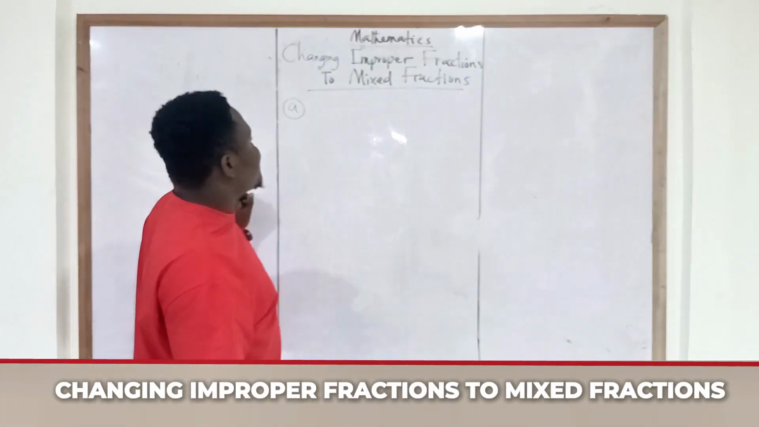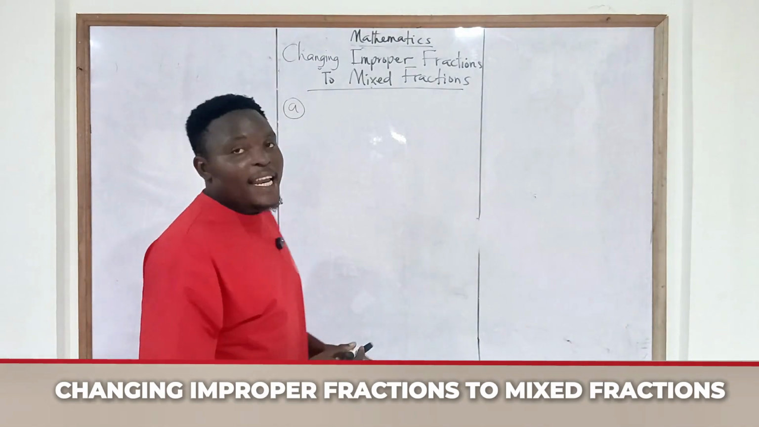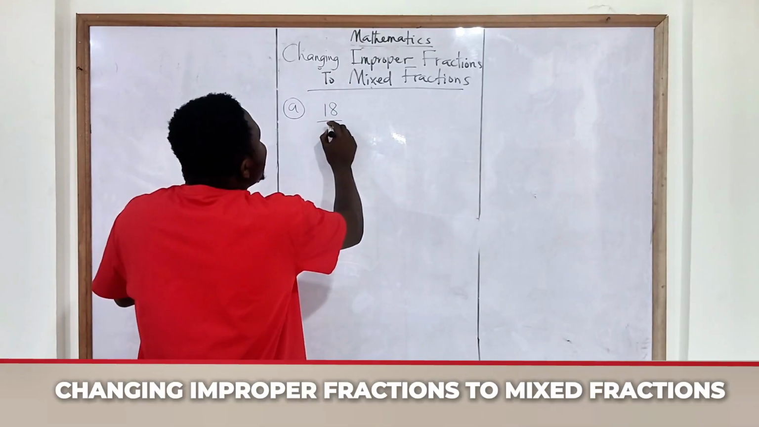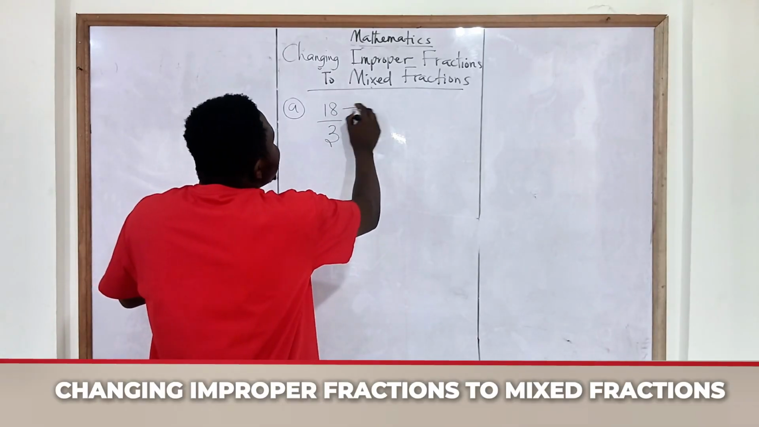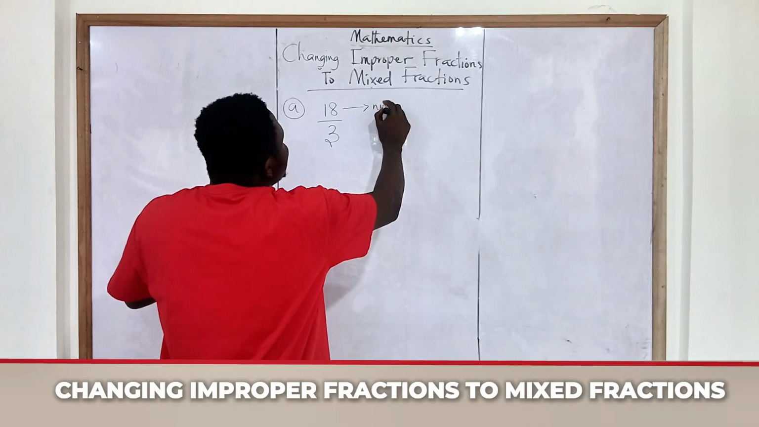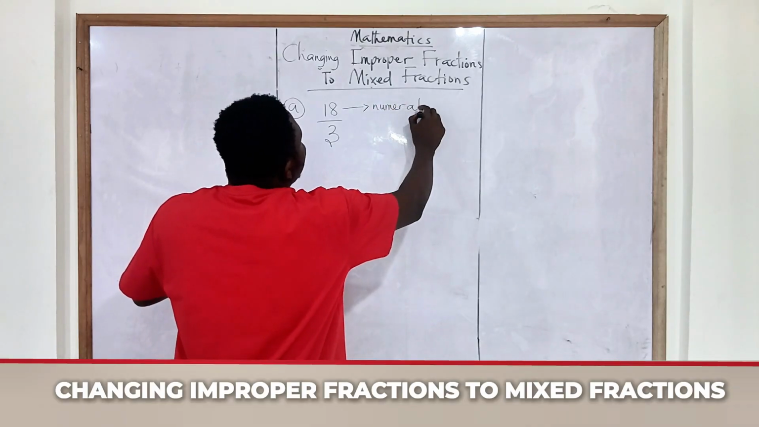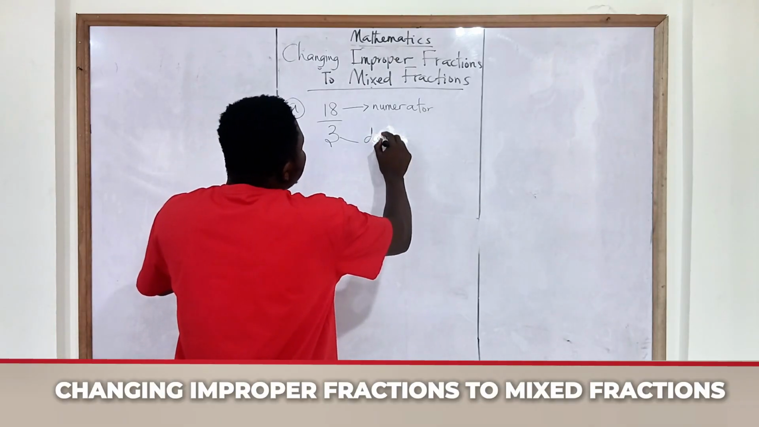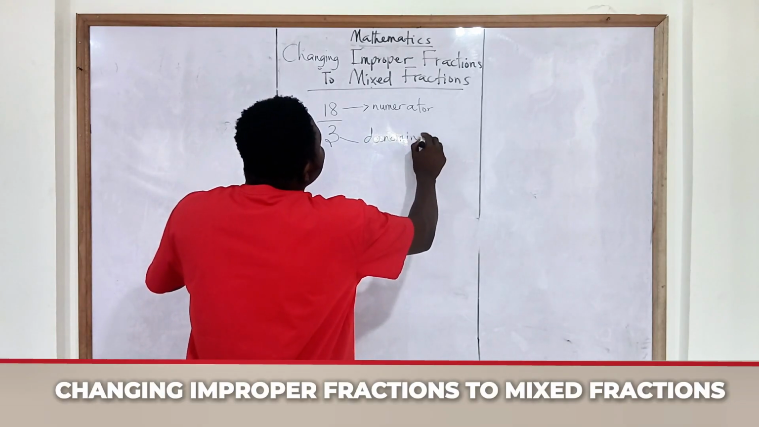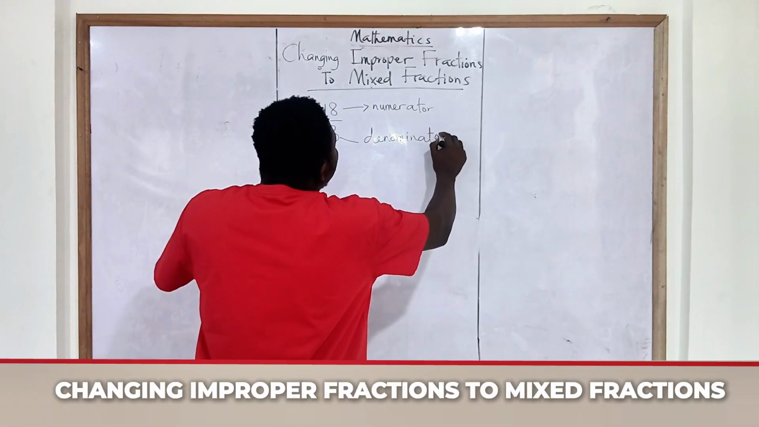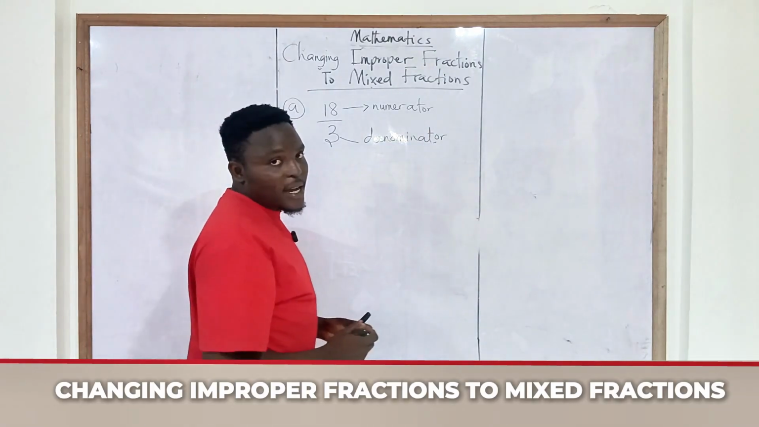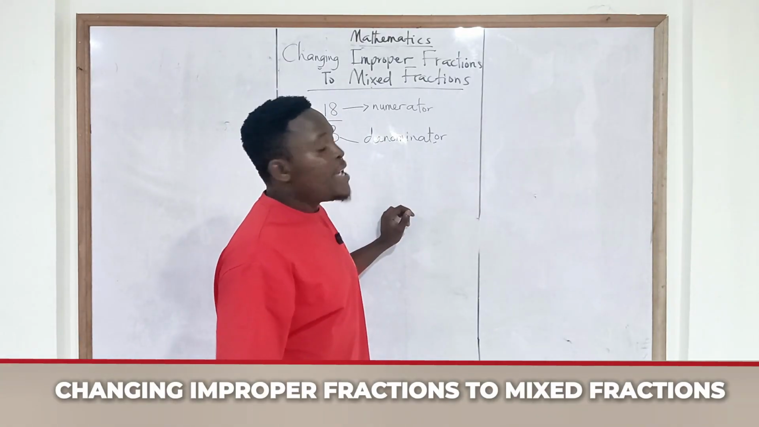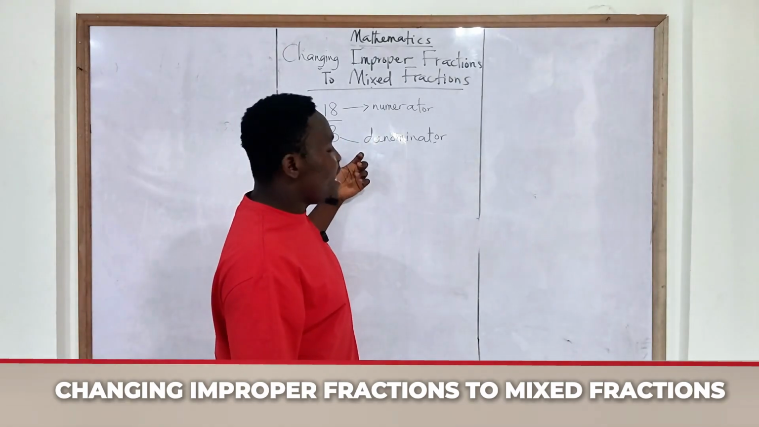An improper fraction is a type of fraction where the numerator is bigger. Look at something like this: 18 over 3. The number on top is called the numerator, while the number beneath is called the denominator. So when the numerator is bigger than the denominator, then the fraction is improper. Okay? When the numerator is bigger than the denominator.